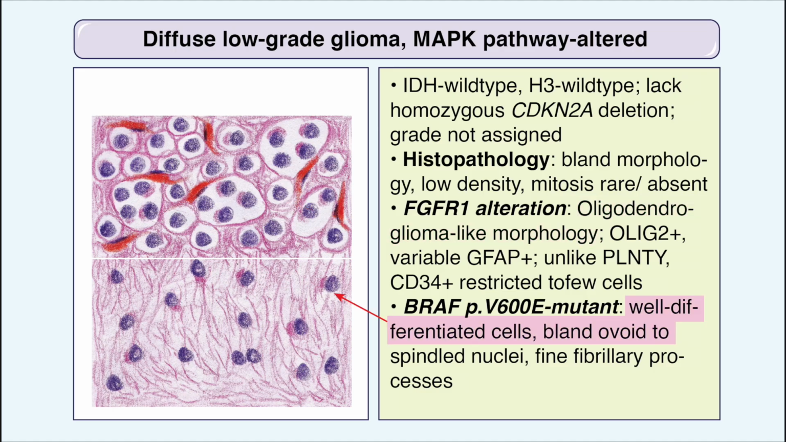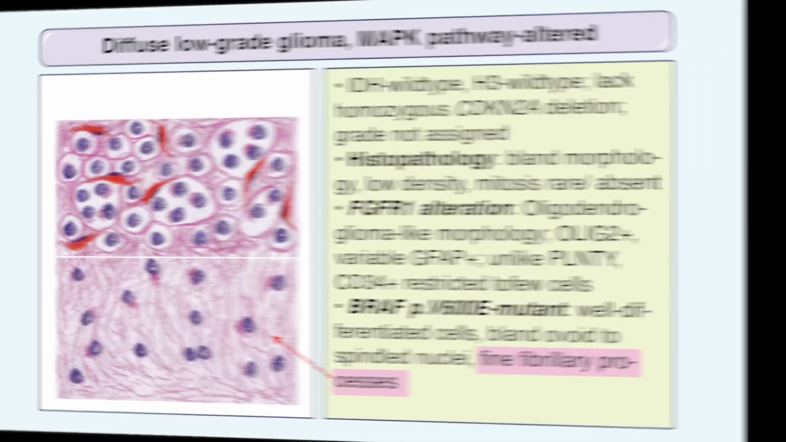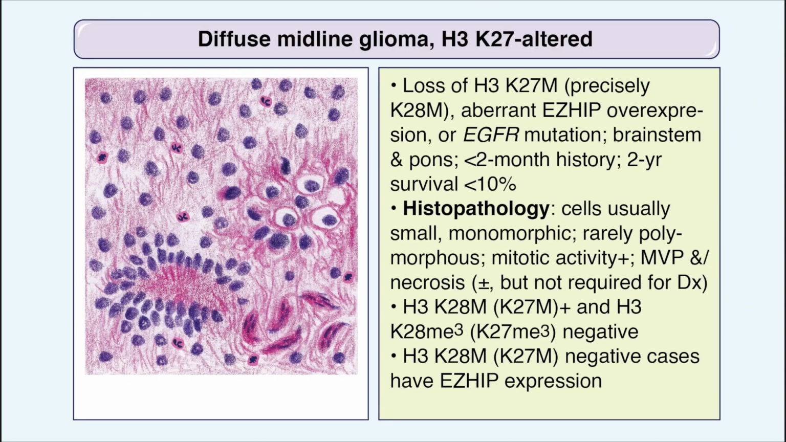In diffuse low-grade glioma, BRAF mutant, the tumor cells are well differentiated with blunt oval to spindle-shaped nuclei and fine fibrillary processes. And now we are going to talk about the last group, that is pediatric-type diffuse high-grade gliomas. Diffuse midline glioma, H3 K27-altered. Diffuse midline gliomas, or DMGs, are characterized by loss of H3K27me3 in the presence of H3 K27M, or more recent and accurate nomenclature K28M, aberrant overexpression of EZHIP, or EGFR mutation.